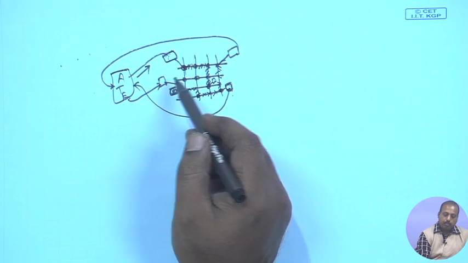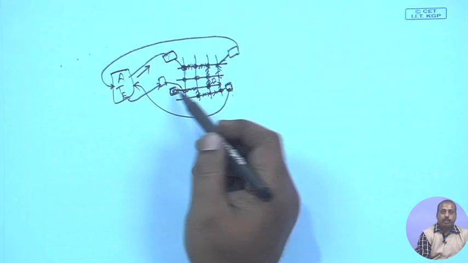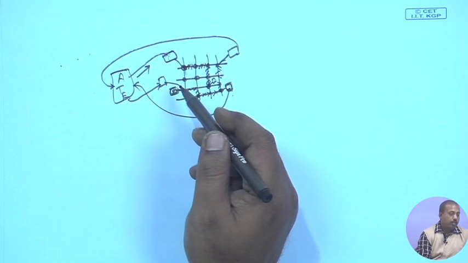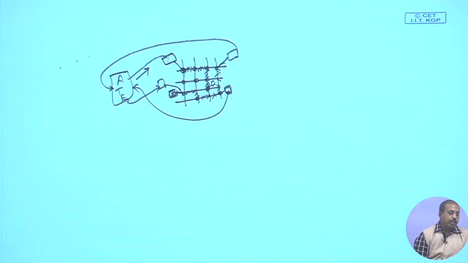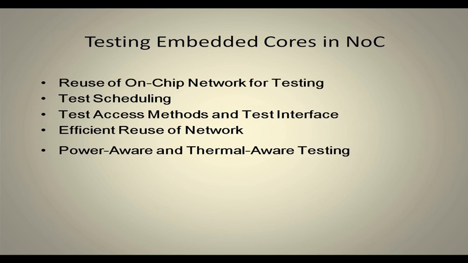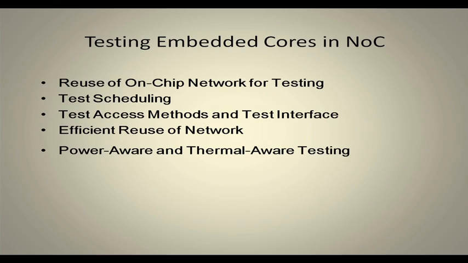So, that is the access mechanism for the testing. And the interface, like how this interface is there, like individual cores that are attached, so they must have their wrappers and all that. So, this test access method and test interface, they will be talking about that. Then efficient reuse of the network.